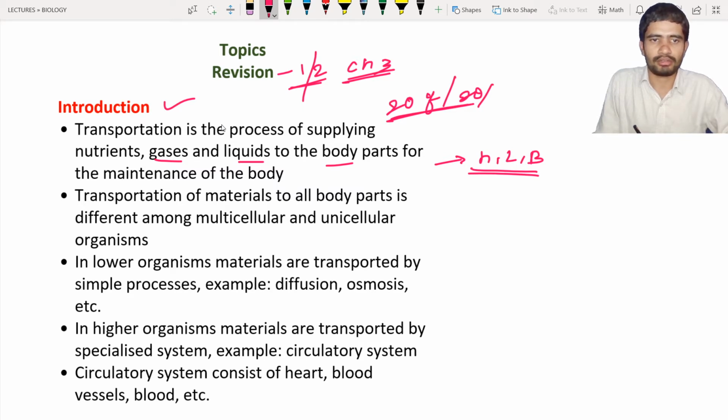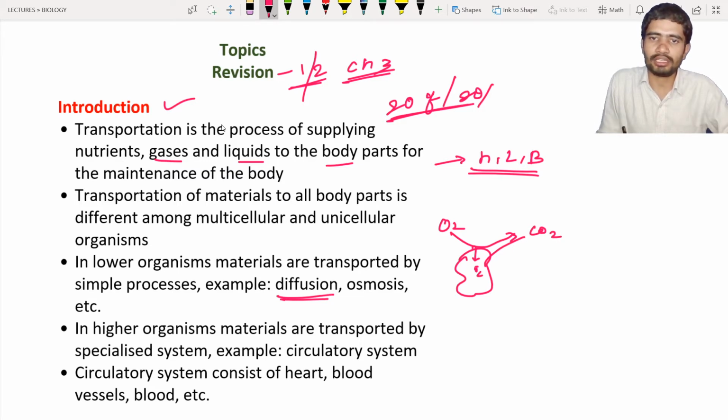If you take the amoeba, does amoeba have this transportation system? No, amoeba does not have a separate circulatory system, but there is a simple mechanism known as diffusion. The oxygen is going to enter into the body, and the carbon dioxide is going to move out of the body. This is a simple diffusion.